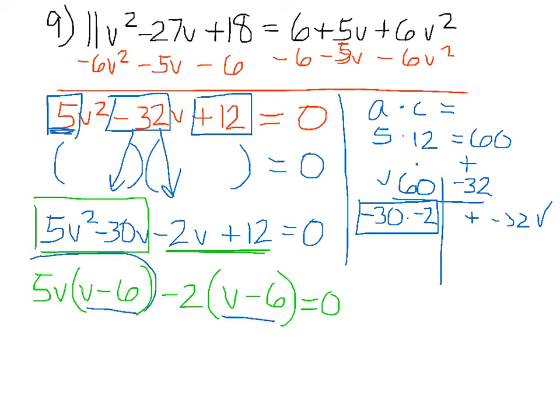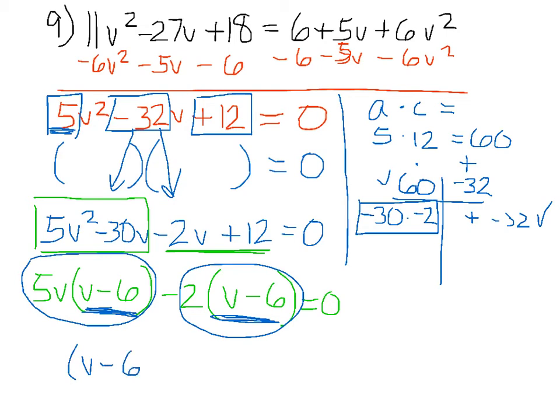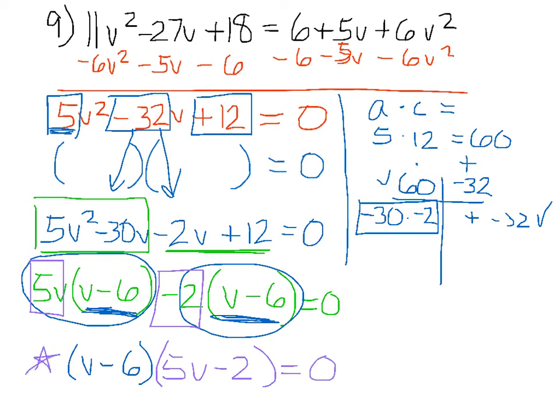Now I've got a big product term here, and another big product term here. But out of those two, they share a v minus 6, don't they? So that is my common term. And look what's left behind. I'm going to change colors one more time. Purple. There's a 5v and a minus 2. So that's my second binomial. So if you multiply this out, you will get the original standard form that we had up here.